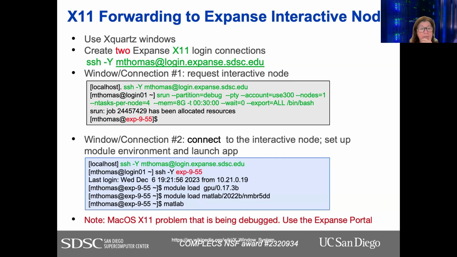In this simple example, in window 1, I connected to Expanse, and in window 2, I connected to Expanse. Then I got my interactive partition node assigned to me, EXP 955. Now, I'm logged in as the same user, M. Thomas, and so to get directly on that node to run things visually, like MATLAB, I SSH onto that interactive node. And so it's a little bit of work to do it, but it can be done.